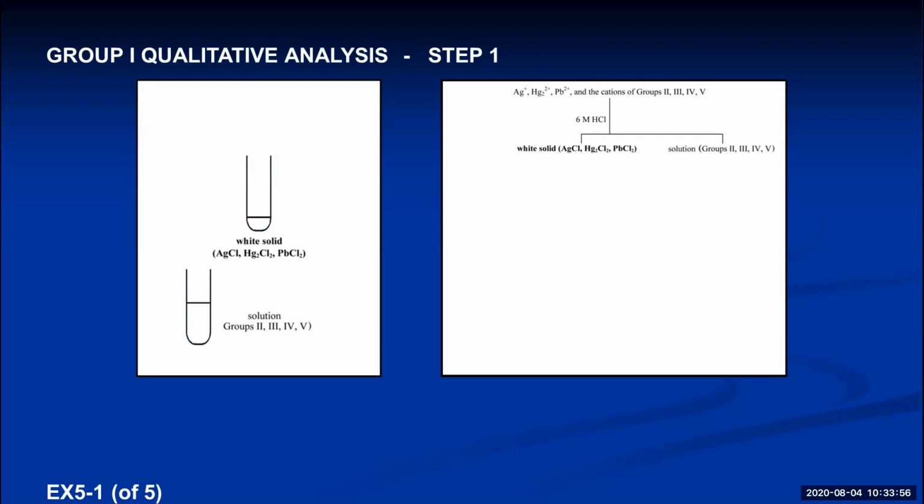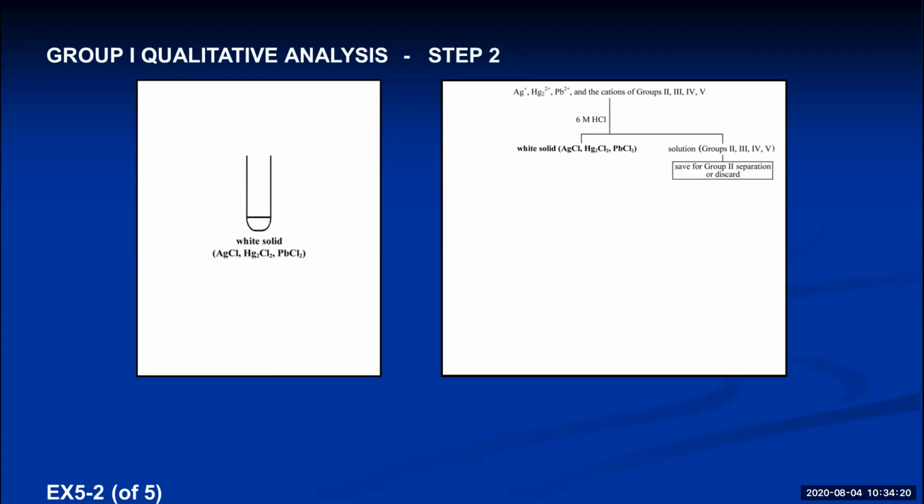And in this particular lab, we're not going to deal with the solution that has the group 2, 3, 4, 5 cations in it. And so we're going to discard it. If we were going to analyze for the other cations in successive periods, then we would save those. But right now, we're going to discard that. We're only going to experiment with the white solid we create. So let's go to step 2.